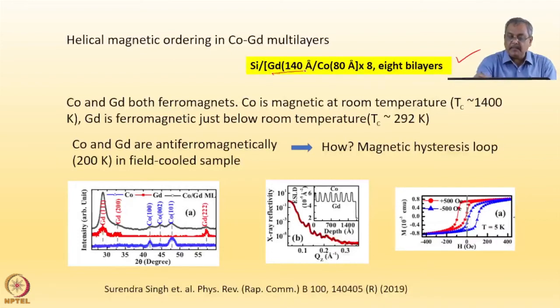Both of them are ferromagnetic. Cobalt, of course, is magnetic at room temperature; it has a Curie temperature around 1400 Kelvin. Gadolinium is ferromagnetic just below room temperature, around 290 Kelvin. In this example that I have chosen, what we observed is a very interesting structure in the cobalt gadolinium multilayer. Here, first, again, the additional information from other measurements.